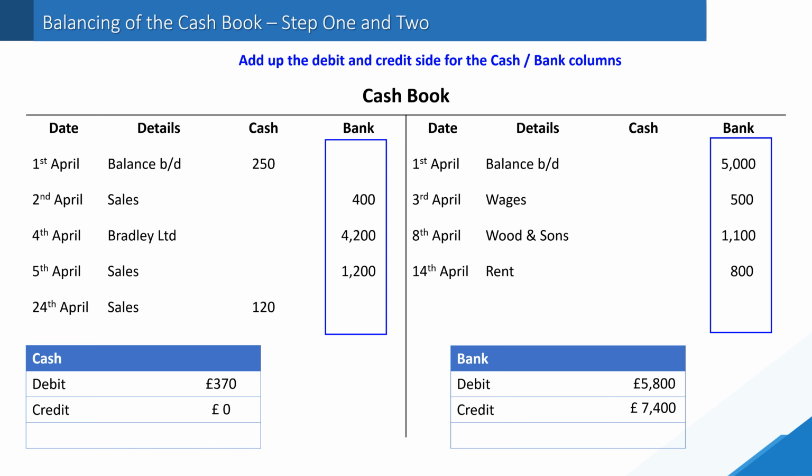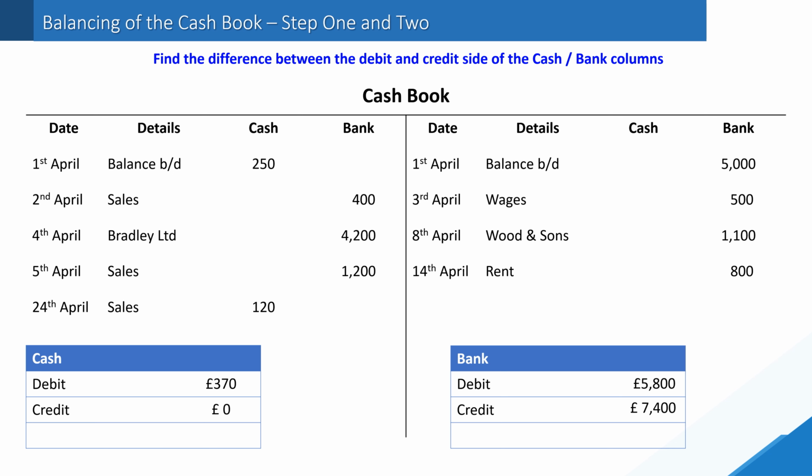Now let's look at step 2. Step 2 is finding that difference between the debit and the credit side. So we've got our balances, and for cash the difference is 370 because there's nothing on the credit side, so that was relatively straightforward. For the bank, well, the difference is 1,600. So our 7,400, take away our 5,800, gives me 1,600. And these are the balances that will now represent our balance carried down and our balance brought down.